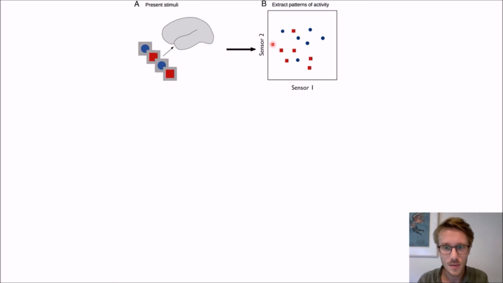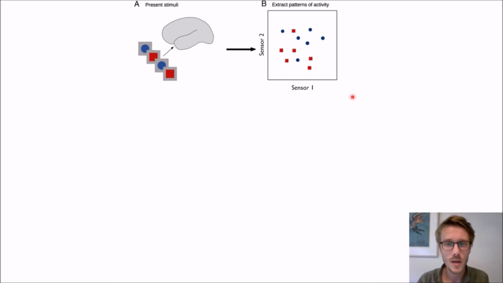The inanimate were red squares, the animate blue circles, and each evoked a particular response in sensor 1 and a particular response in sensor 2. And this pattern of activity was at one particular time point. And remember, we can sample at a very high rate. So this is, let's say, the activity pattern at time point 100 milliseconds after stimulus onset.